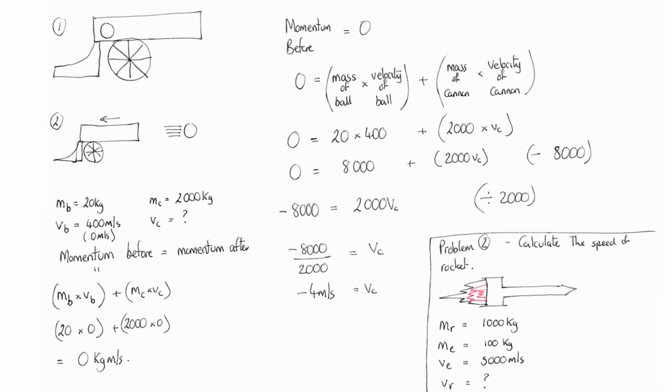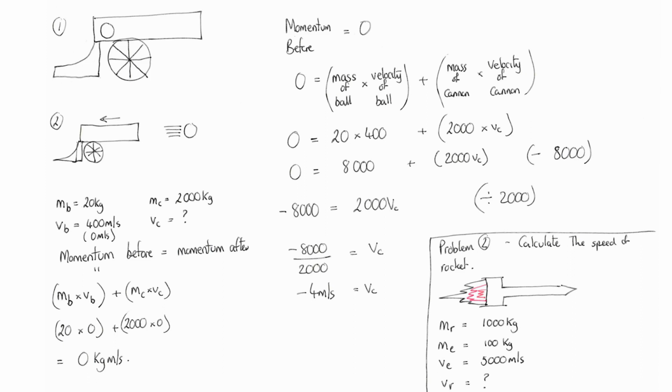Now, I guess you're probably thinking, what does minus 4 mean? Well, the fact it's minus tells us it's going in the opposite direction to the cannonball. The cannonball's got a positive direction. The cannon has got a negative direction. The whole calculation's there in front of you, so you can try to work it out.